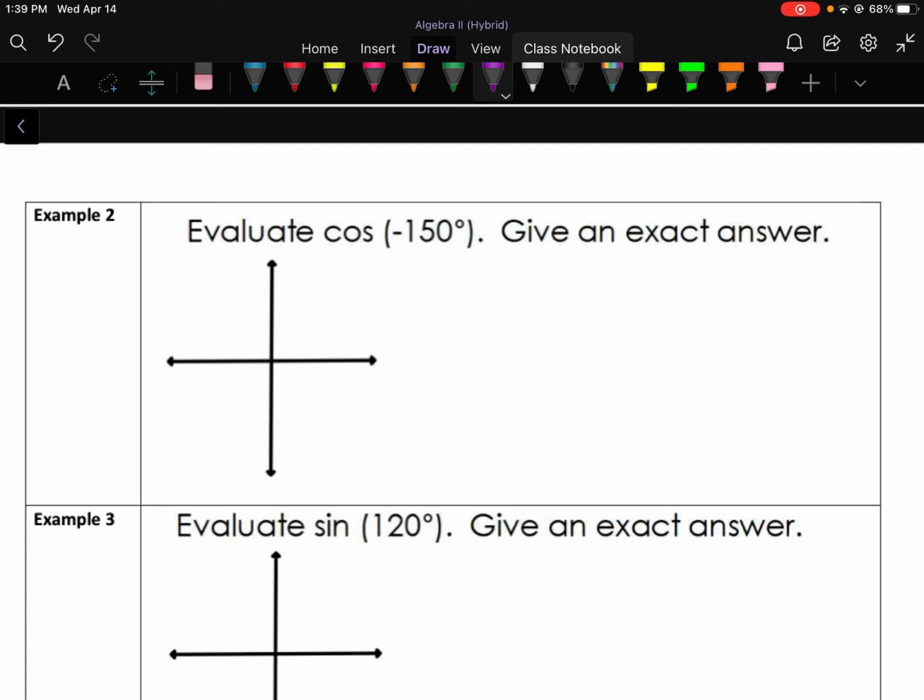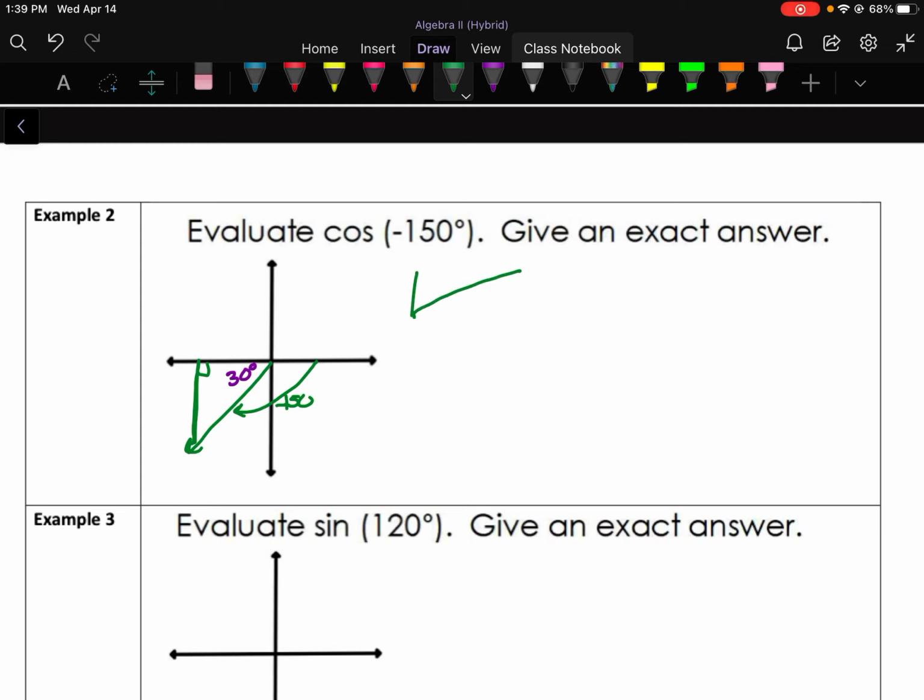Maybe that'll be a little more helpful than trying to figure out cosine of negative 150. So again, start at the positive x-axis. Come out here to about negative 150. But I don't really care about that. What I care about is my reference angle here, which would be 30 degrees. Now, how is that helpful, you might ask? Well, we can make our nice little right triangle here.